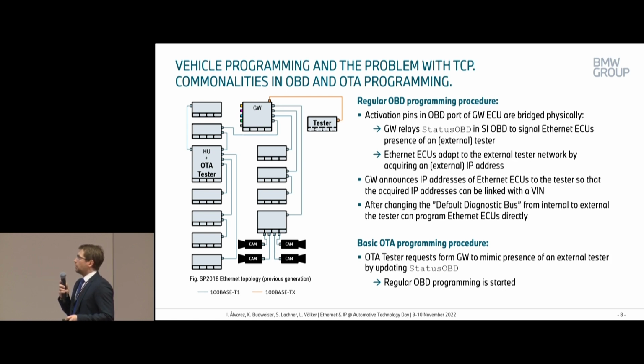The gateway now announces these addresses of the Ethernet ECUs as well as itself to the external tester so that the tester can link the addresses with a vehicle. After changing the default diagnostic bus from external to direct programming, we can program and access the ECUs directly from the tester. That is something which would not be needed with DoIP, but in that architecture generation, we still use the predecessor, HSFZ. So with DoIP, you would not have to switch off the default diagnostic bus.